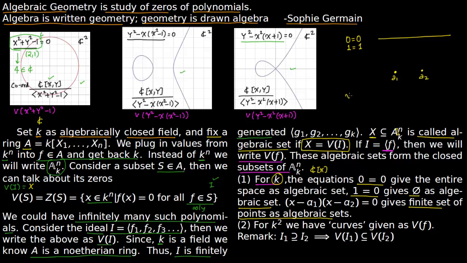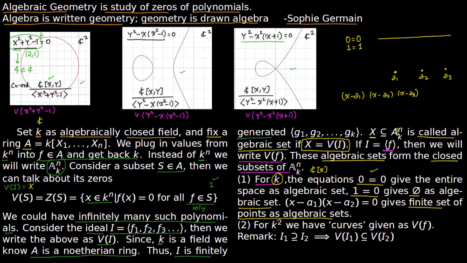Obviously you could have written the equation as x minus a1 times x minus a2 times x minus a3, but since you have a polynomial, there are only finitely many terms, so then you have 3 points. So for K you have the entire space as a closed set, the null set as a closed set, and finitely many points as closed sets, or you can say algebraic sets. So notice that algebraic sets form the closed subsets.